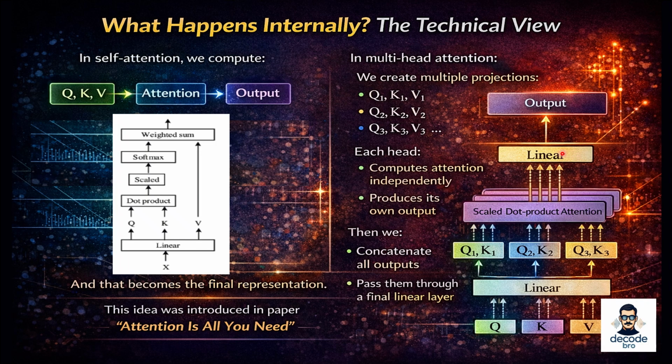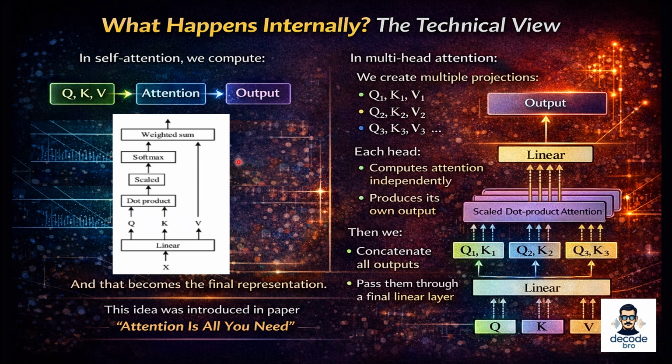Now, look at the top. After each head produces its output, we don't just pick one, we concatenate them. That's the concat block. We stack all those different perspectives together. Then we pass them through one more linear layer. Why? Because now we want to combine those multiple viewpoints into one richer, unified representation.